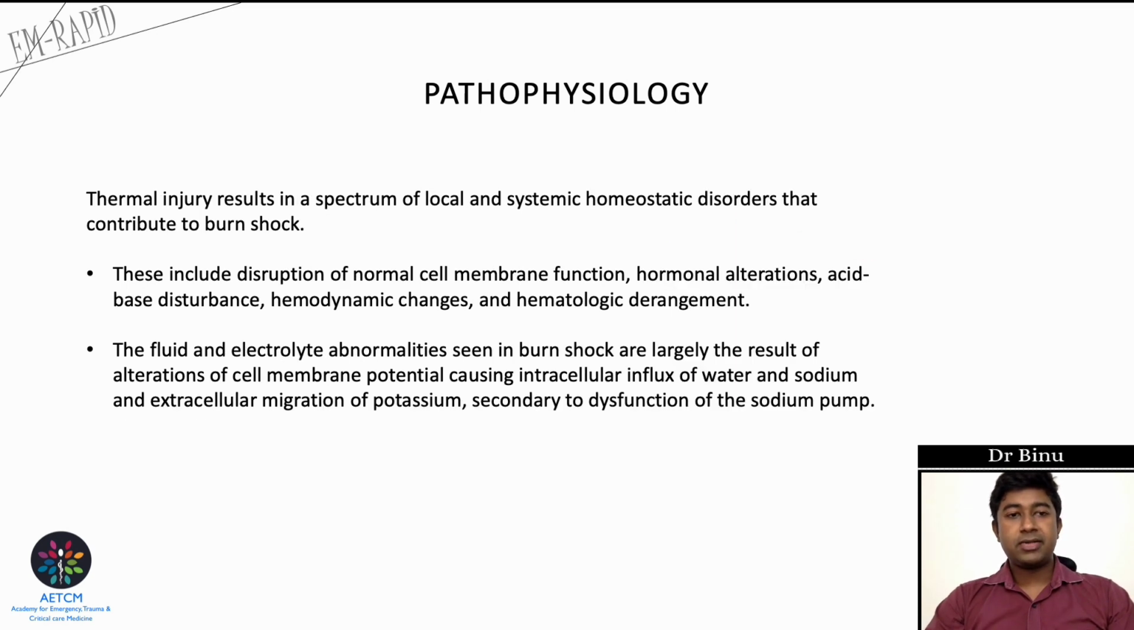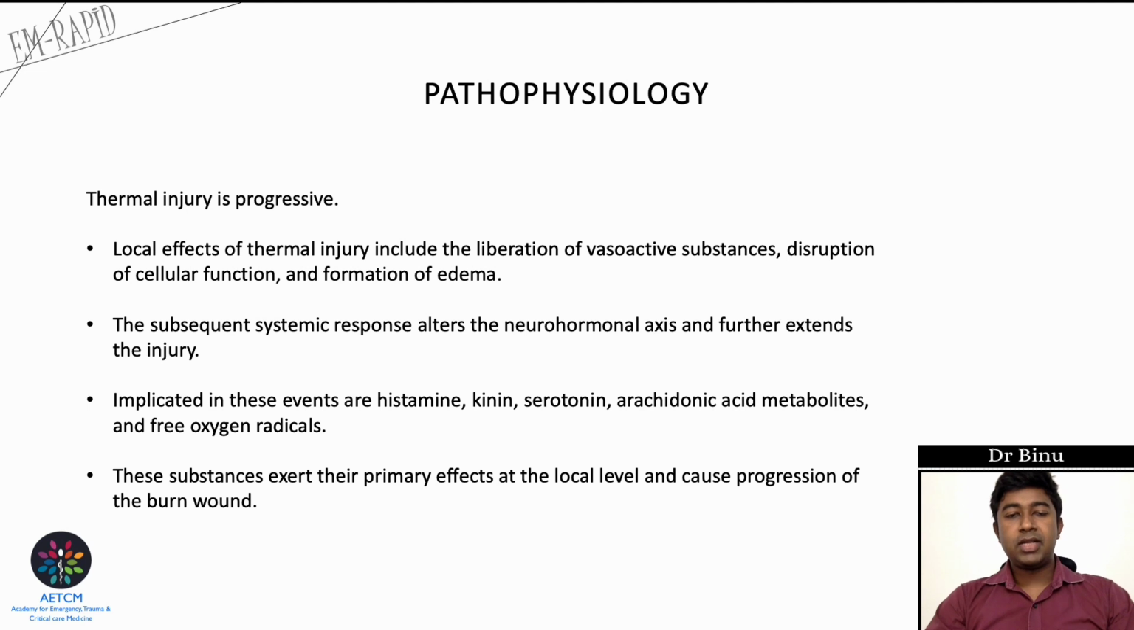Thermal injury can result in a spectrum of local and systemic homeostatic disorders that can contribute to thermal shock. This includes the disruption of normal cell membrane function, hormonal alterations, acid-base disturbance, hemodynamic changes and also hematological derangements. The fluid and electrolyte abnormalities seen in burn shock are the result of alterations of the cell membrane potential, causing intracellular influx of water and sodium and also the extracellular migration of potassium secondary to the dysfunction of the sodium pump.